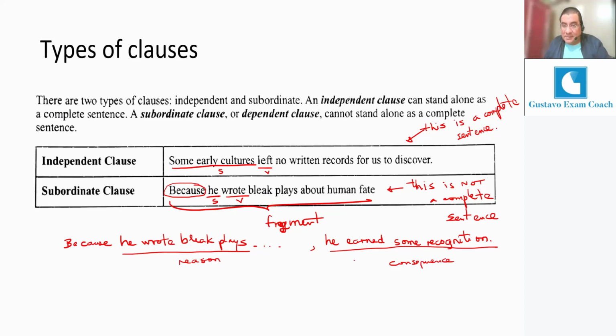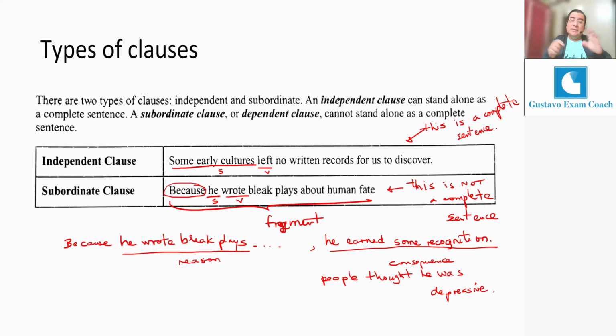Or perhaps instead of this: "Because he wrote bleak plays about human fate, people thought he was depressive." That could also be an adequate conclusion that would make some sense with the initial part of the idea. Because he wrote bleak plays, very sad stories about human fate, people thought he was depressive.